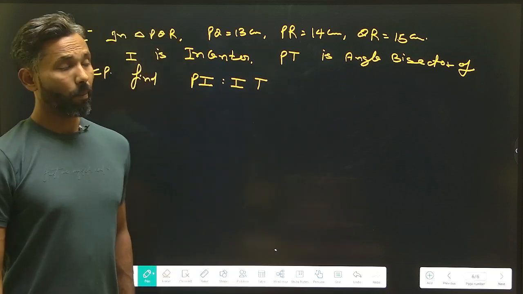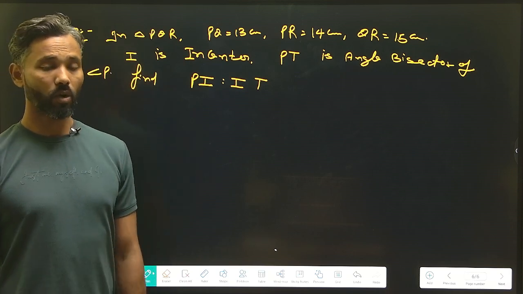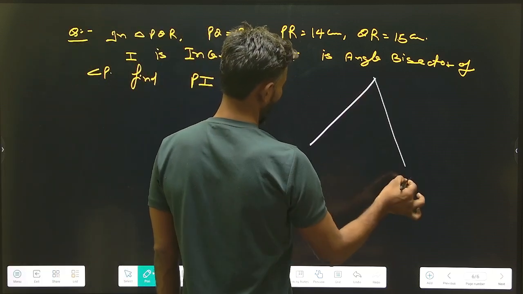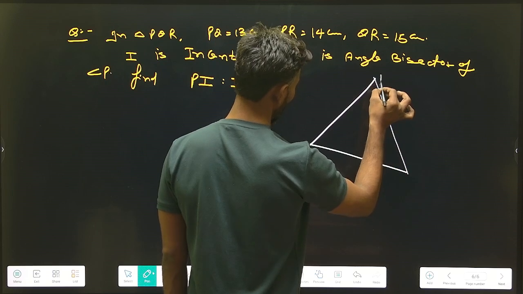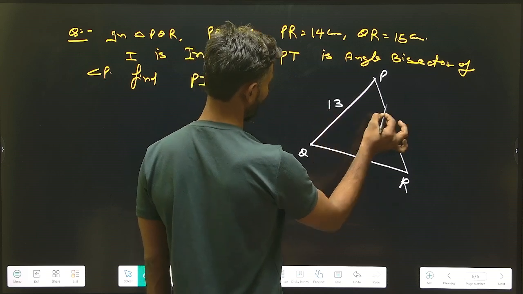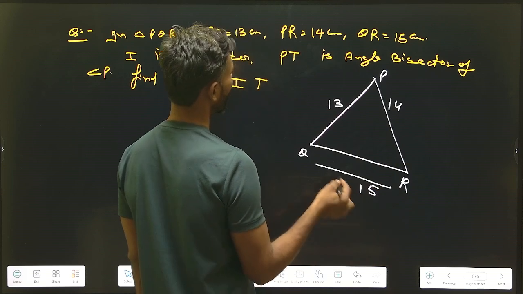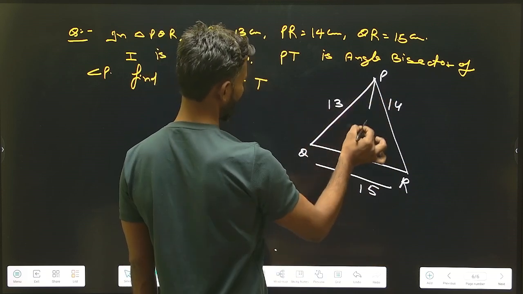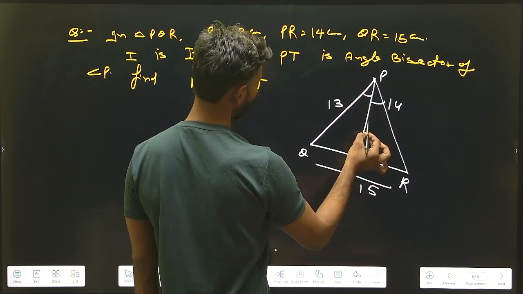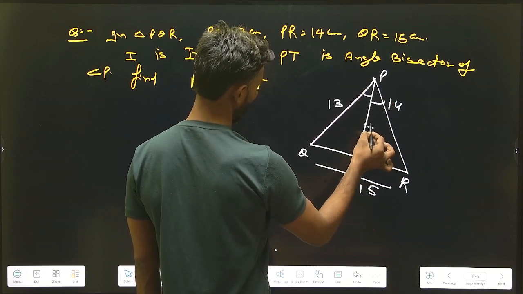Firstly, based on the information provided in the question, we are going to draw the diagram. So this is the triangle PQR, and PQ is given equal to 13, so I'm mentioning 13 here, and this is 14, and this is 15. In the question it is said that PT is the angle bisector of angle P. So I is the incenter and I will be on PT. So this is I, suppose.